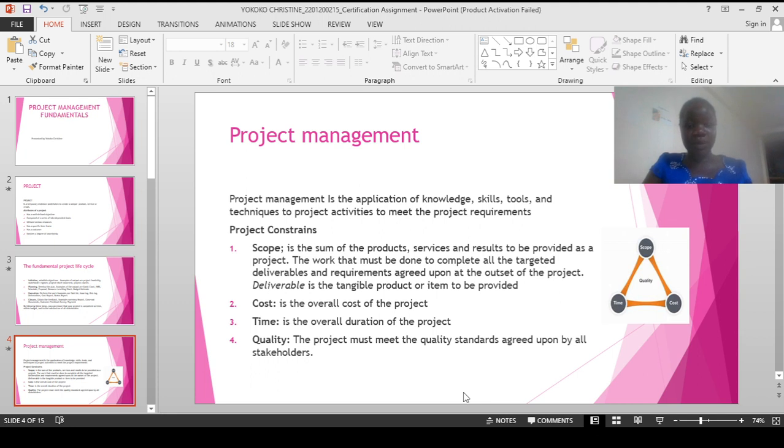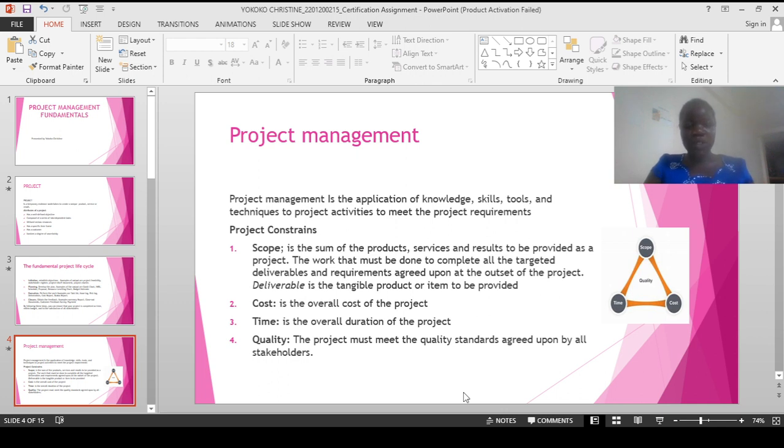And then let's move on to project management. Now we've already looked at the project itself. Now what is project management? Project management is an application of knowledge, skills, tools and techniques to project activities to meet the project requirements. As it sounds, management. For you to manage something, you need to have the knowledge, you need to have the skills, and there have to be tools for you to be positioned to manage this project very well.